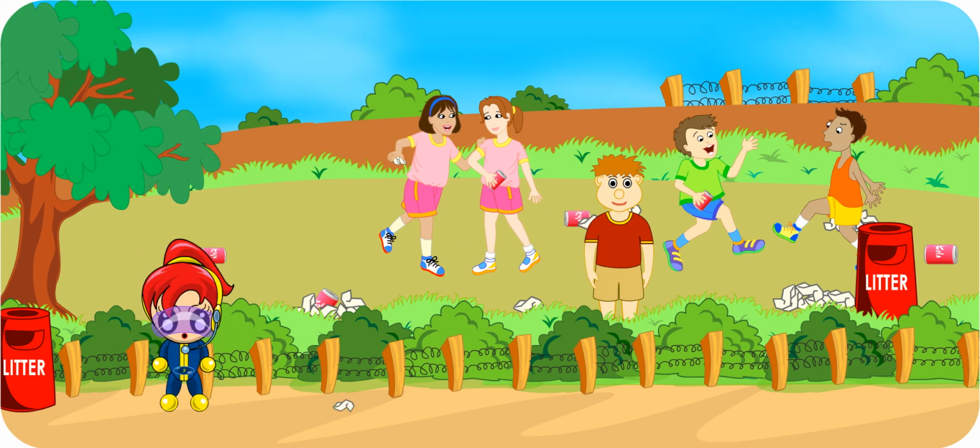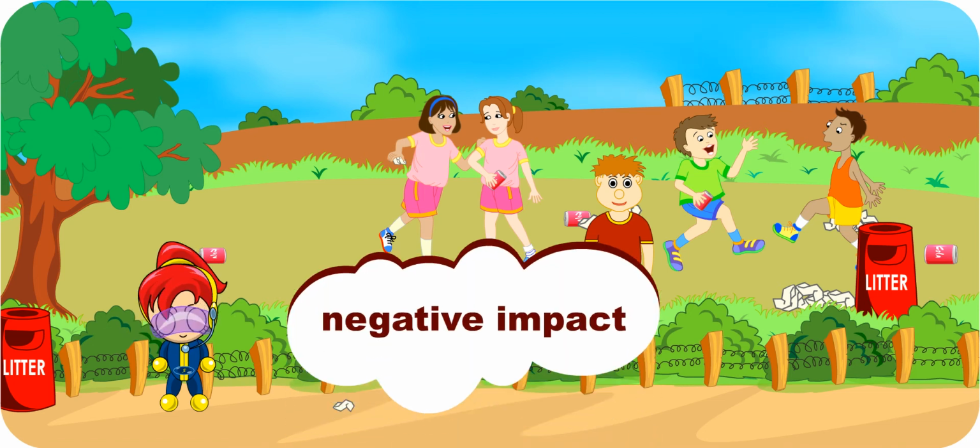My goodness! What happened, Turbo Girl? Look at those children, teacher. They are dirtying the park. This is an example of the negative impact which man has made to the environment. Negative impact? That's right.